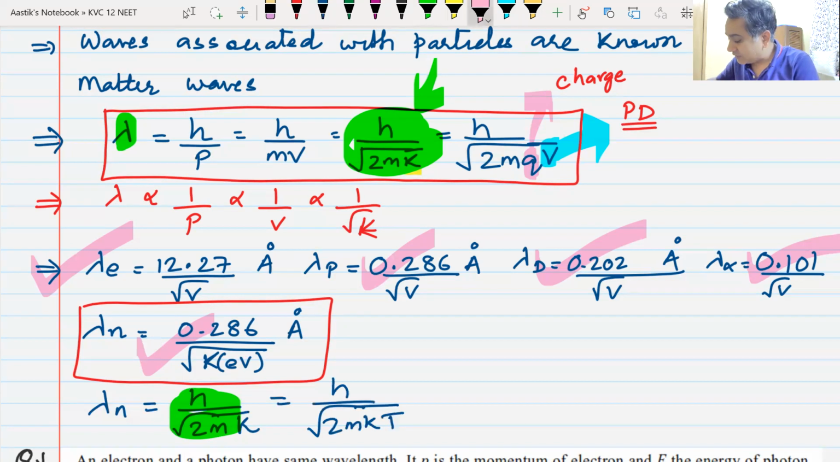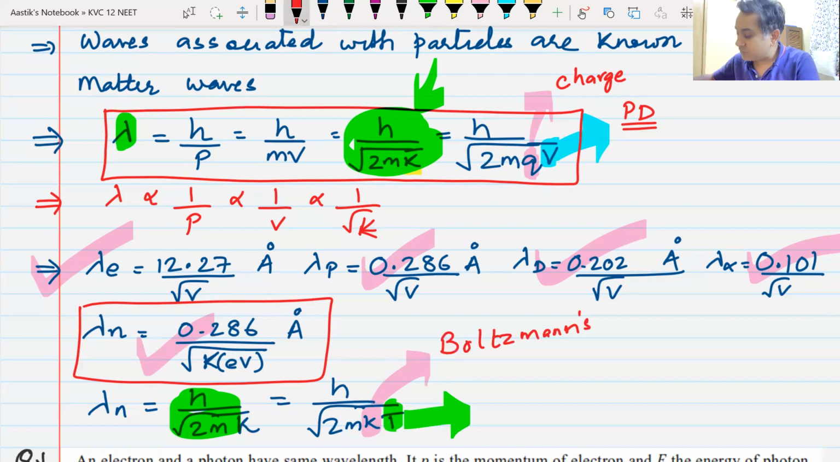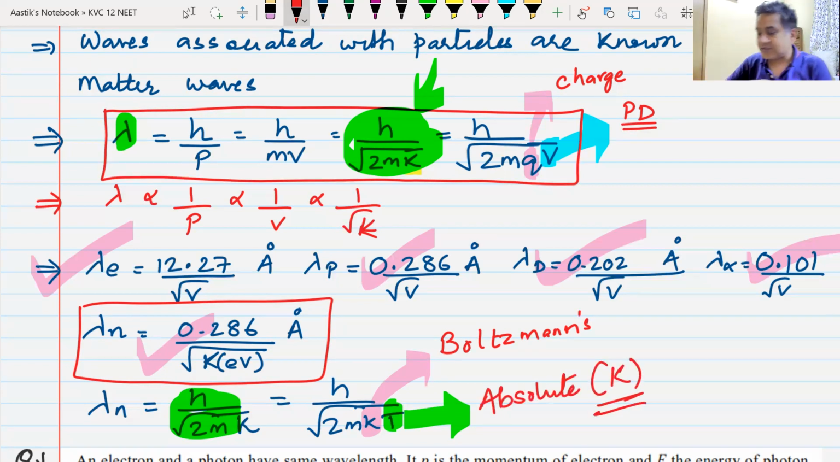Now this small k is not the kinetic energy. This small k is the Boltzmann constant. Have you heard about Boltzmann constant? This is the Boltzmann constant, and this capital T is your absolute temperature. Do you know what is absolute temperature? Absolute temperature means temperature on the Kelvin scale. Do we understand this? Yes, sir.